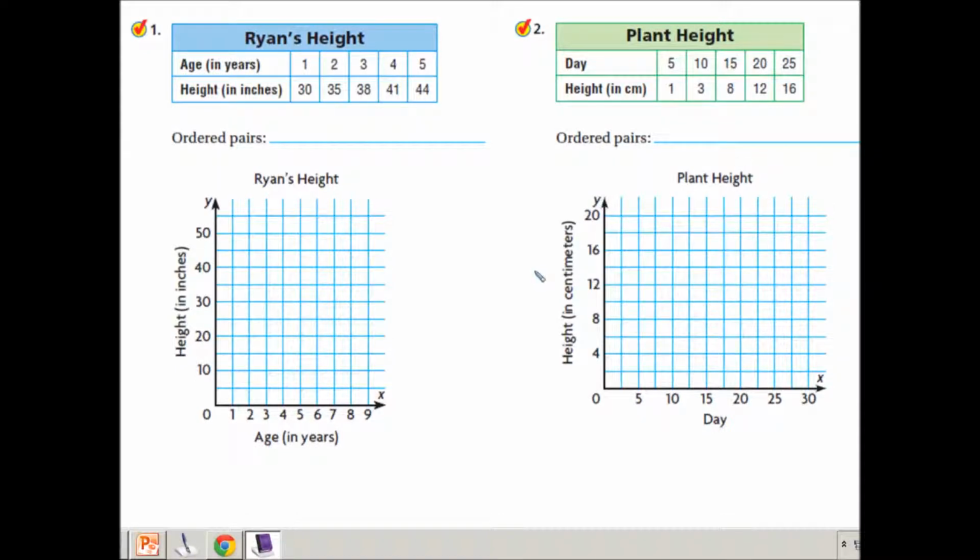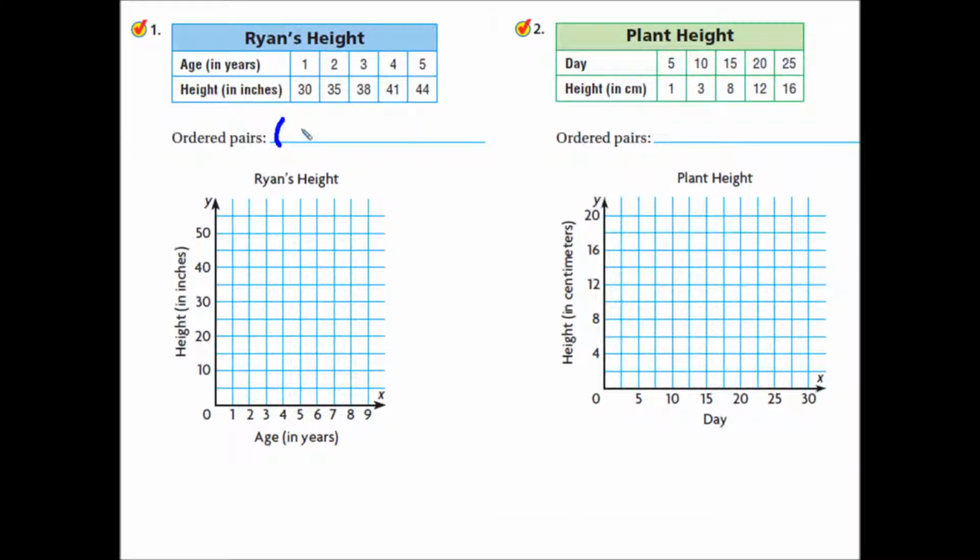Today I'm talking about how to graph data using ordered pairs on a graph. We're first going to look at this table that shows Ryan's height at different ages. At age 1, he was 30 inches. At age 2, he was 35 inches, and so on and so forth. So the first thing that we're going to do is write down this data as ordered pairs.